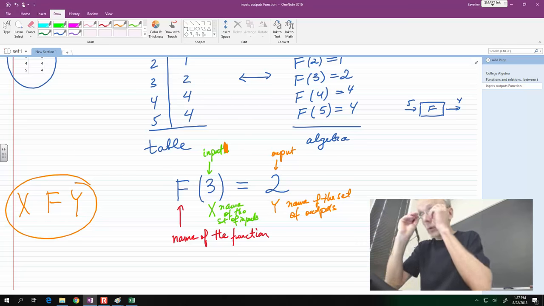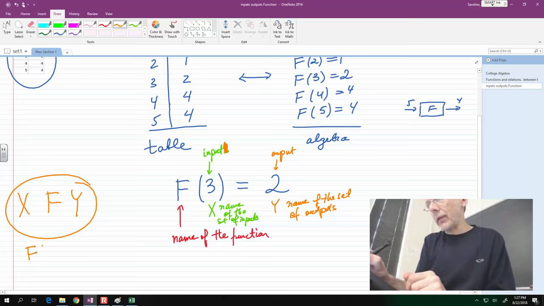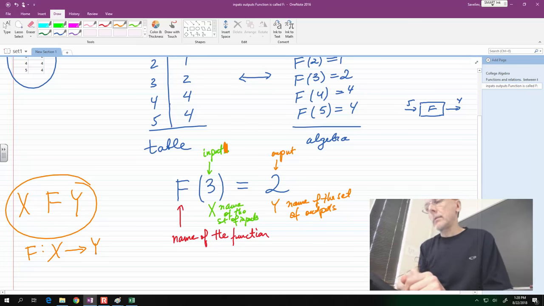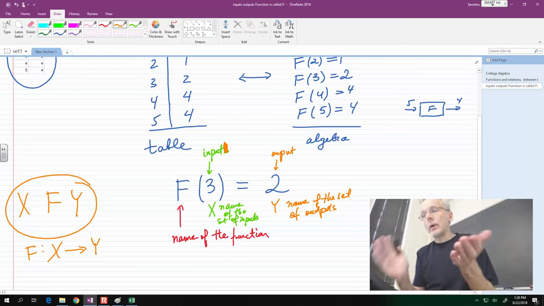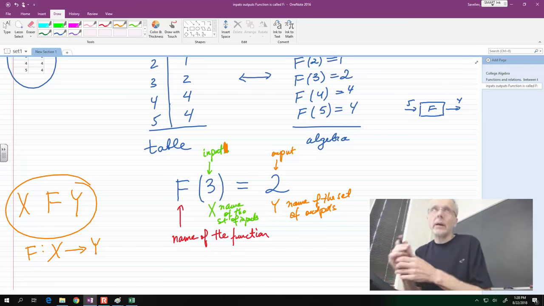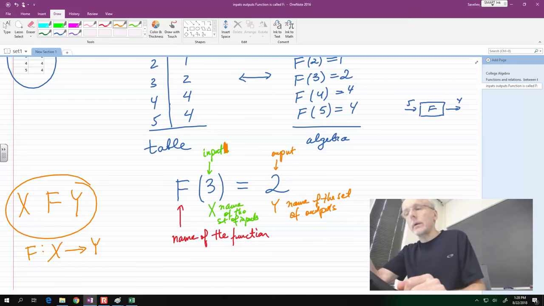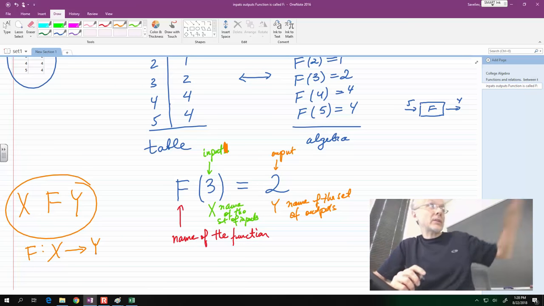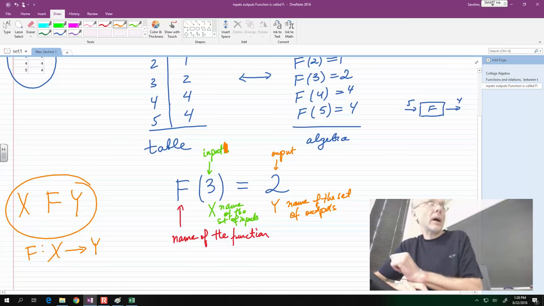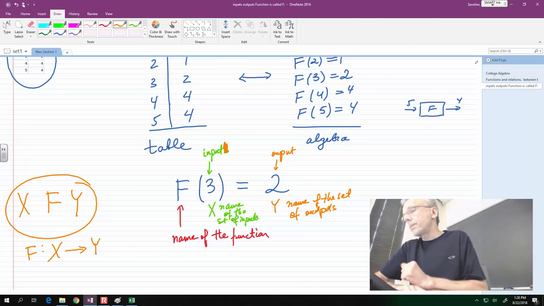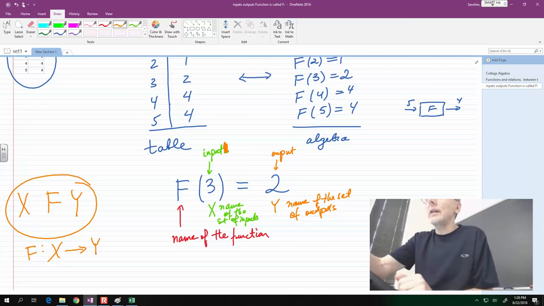Sometimes you see a notation like this, F: X → Y, to emphasize the point that X and Y are not equal, and F takes us from X to Y. So remember those arrows. It is one of those arrows from X to Y, not necessarily backwards. And F transforms inputs into outputs in some way.